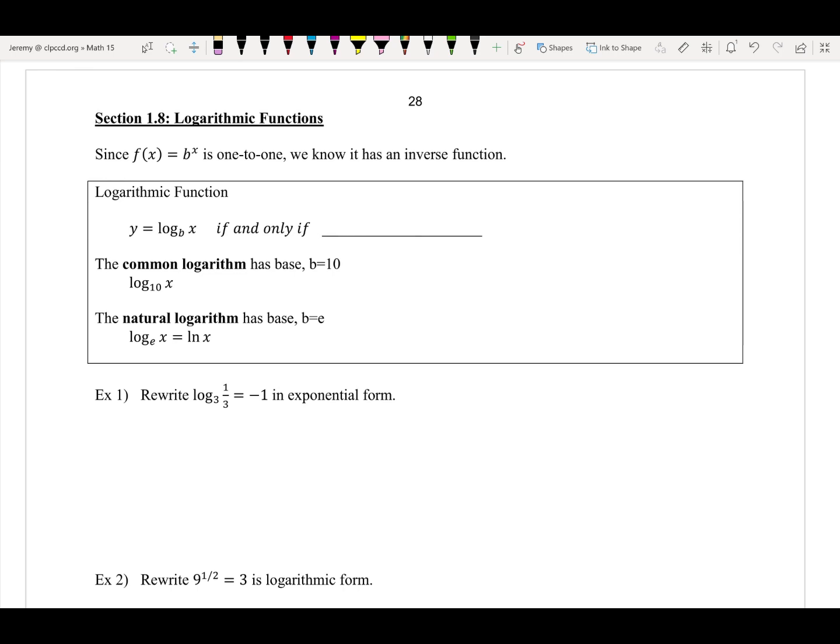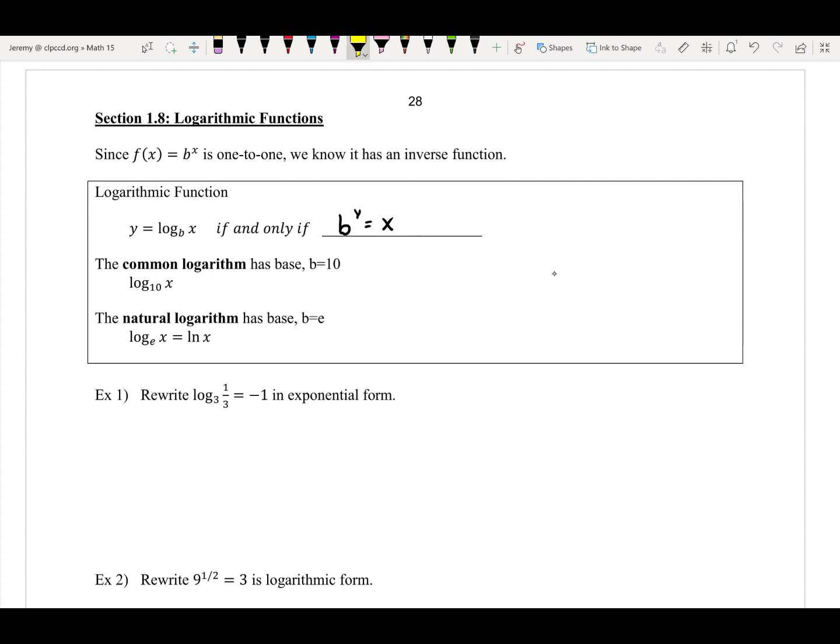Section 1.8, Logarithmic Functions. So I mentioned in the previous section on exponential functions that we do have inverses for these functions. This is possible because any exponential function f of x equals b to the x is going to be 1 to 1. Logarithmic functions are defined as inverses to exponential functions. Thus, y is equal to log base b of x if and only if b to the y is equal to x, like that.